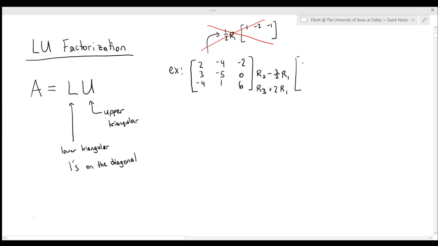So then here, let's go ahead and carry out these row operations. So we should get 0, 0. Now if I do row 2 minus 3 halves of row 1, that should be -5 plus 6, which is 1. This would be 0 plus 3. Here we're going to get row 3 plus 2 of row 1. So 1 minus 8 will be -7. It's going to be 6 minus 2 is 4.